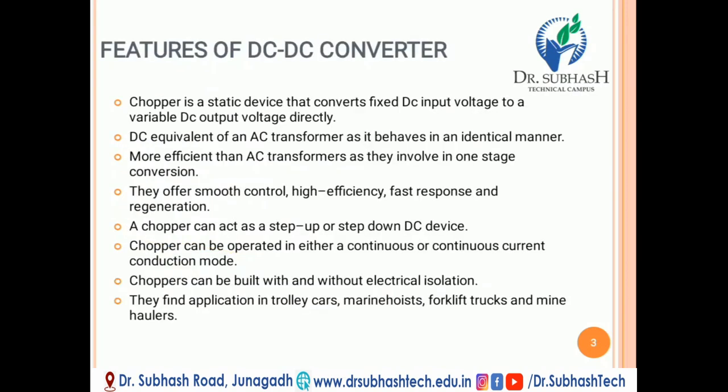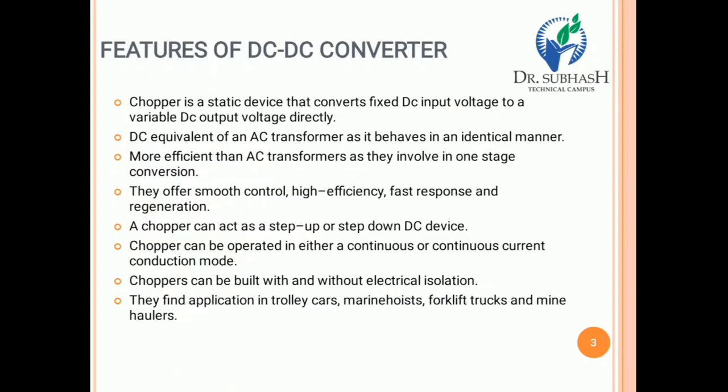Dear friends, in a DC to DC converter, we apply a DC input signal and we also get a DC output signal. So one question is, what is the difference between input and output? Both are DC. Input DC is fixed DC, but output DC is variable DC. So the DC to DC converter is also known as a chopper, and a chopper is a static device that converts a fixed DC input voltage to a variable DC voltage directly, right?